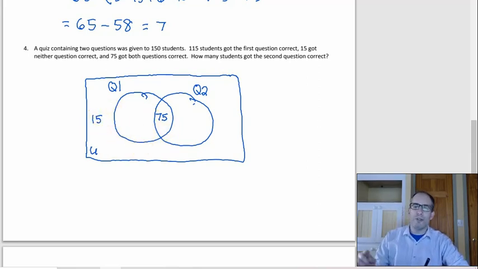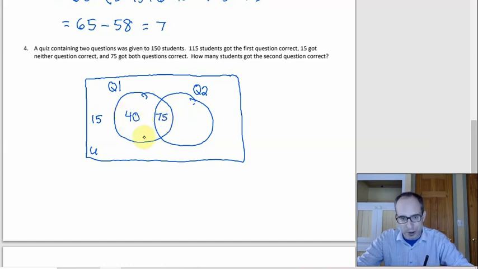And we know 115 got the first one right. So in the Q1 circle, we've got to have a total of 115. We already got 75 in the overlap, and that means we need 40 out here, right? 115 minus 75, that'll give you the 40. Or looking at it from the opposite perspective, 40 plus 75 will give you the 115 back.